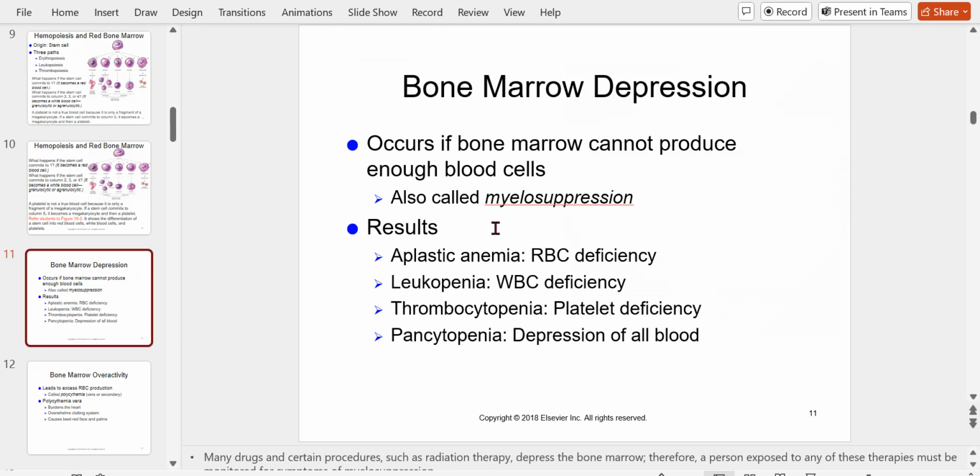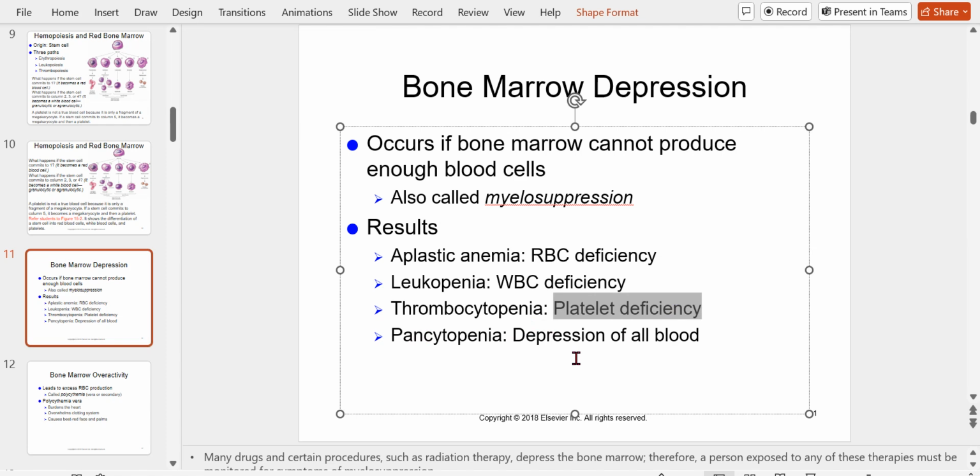Bone marrow depression occurs if bone marrow cannot produce enough blood cells. Okay, myelosuppression is just another name for it. Can be problematic. Generally occurs in older individuals. You can have aplastic anemia, RBC deficiency, leukopenia, WBC deficiency. You know, we're not making enough. Here we have platelet deficiency. Okay, and pancytopenia, all of them all together. You can see how problematic that can be.